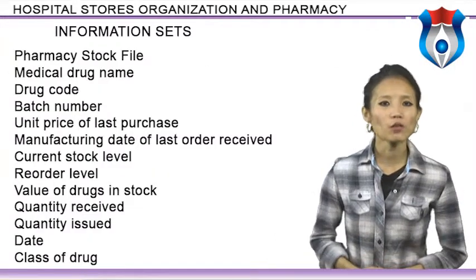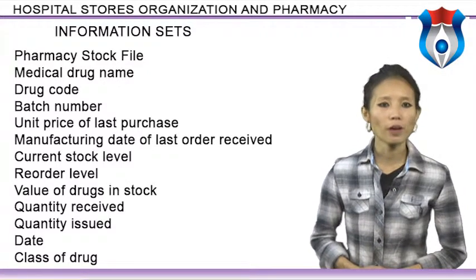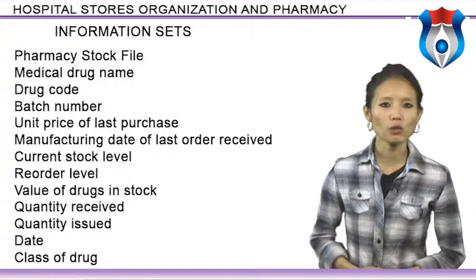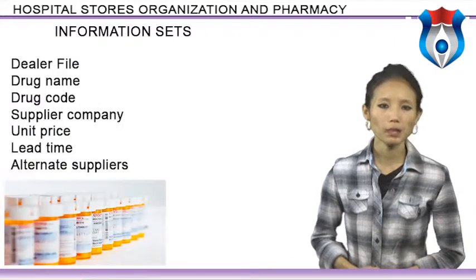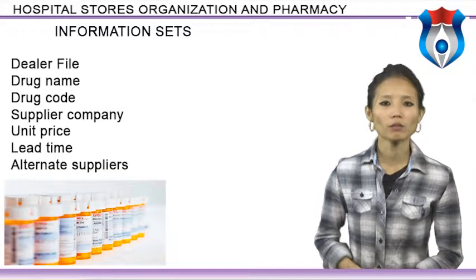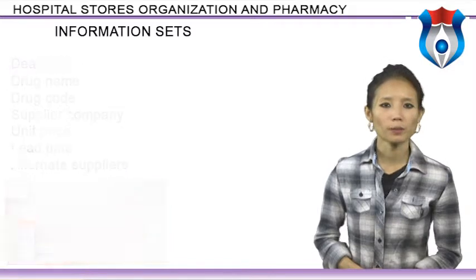Medical drug name, drug code, batch number, unit price of last purchase, manufacturing date of last order received, current stock level, reorder level, value of drugs in stock, quantity received, quantity issued, date, class of drug. Dealer file: drug name, drug code, supplier company, unit price, lead time, alternate suppliers.